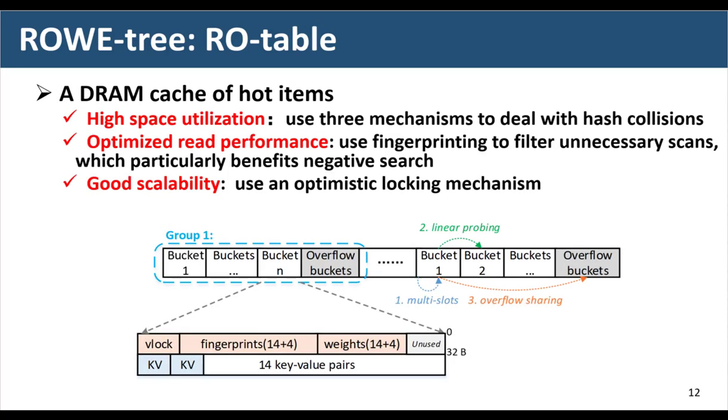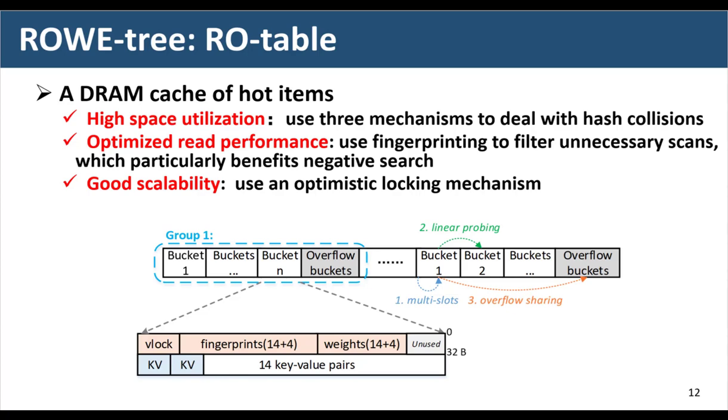The RO-table is a DRAM cache of hot items that migrates accesses to hot items to DRAM, thus reducing the read and write interference of the WE-tree. The structure of our table has 3 steps. First, we use 3 schemes to improve space utilization. Every bucket is set with multiple rows to store conflicting items and allows insert operations to probe both the target bucket and the following bucket. If there is still no empty slot in the 2 buckets, we insert the item into overflow buckets.